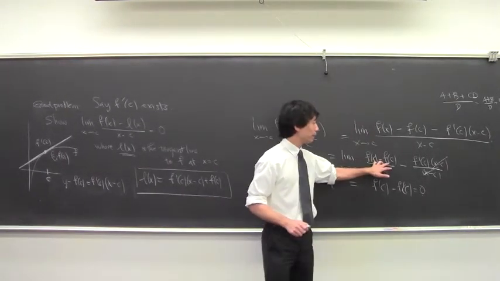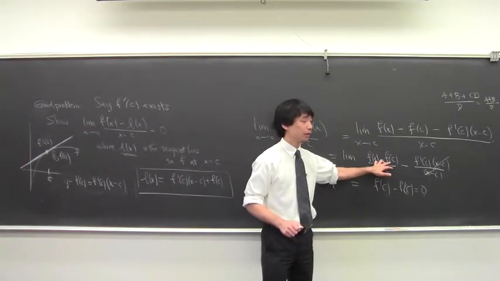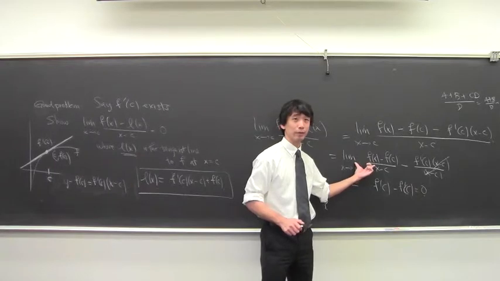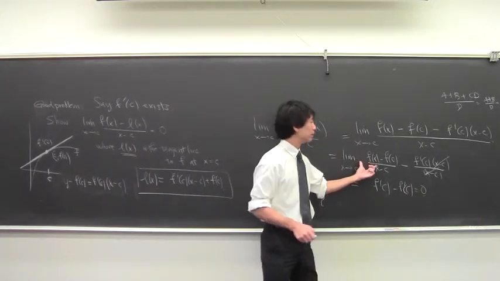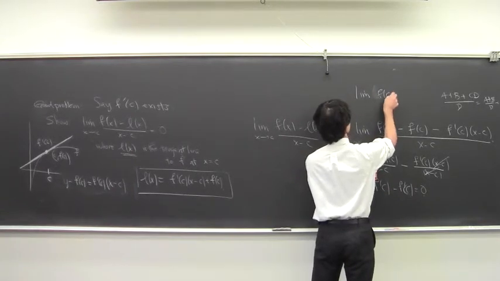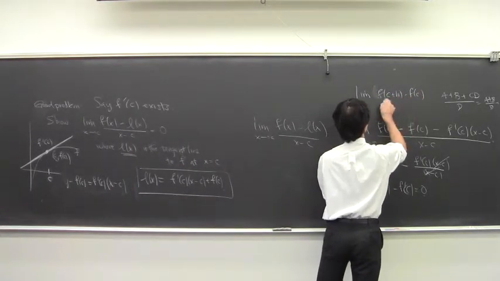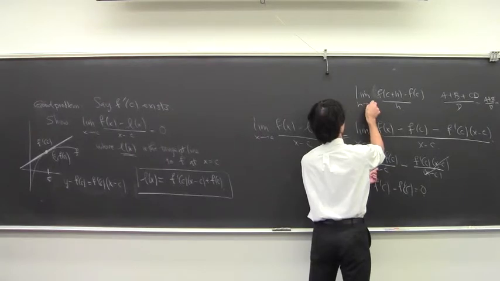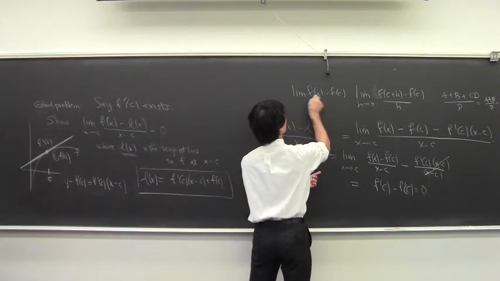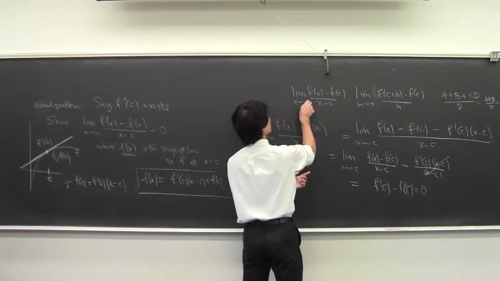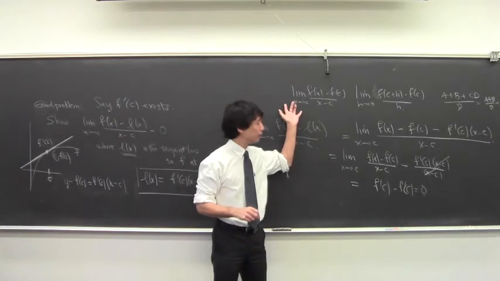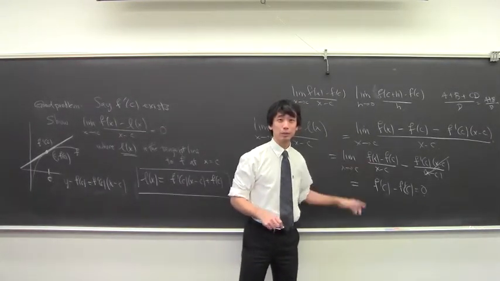f of x minus f of c over x minus c, as x goes to c, that's the derivative. Remember, this was the other form. One form was f of c plus h minus f of c over h, and the other form was f of x minus f of c over x minus c as x goes to c. There were two ways of expressing the derivative. This is one of them.